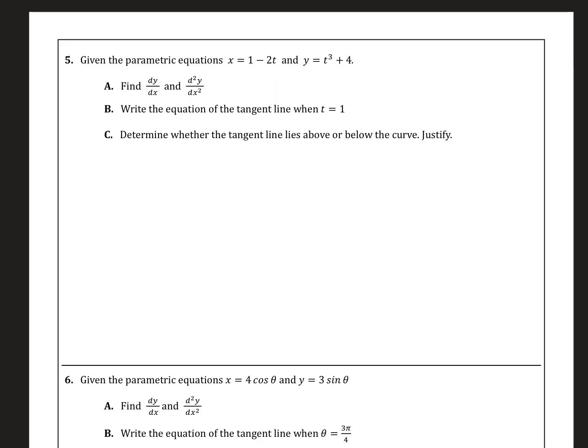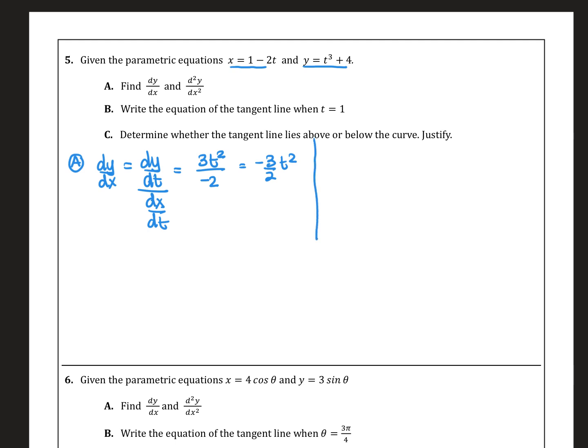Okay, so now this is applying some of the parametrics. They gave us a parametric equation, which has x in terms of t and y in terms of t. Part A is exactly what we just did. So dy/dx is going to be dy/dt over dx/dt. dy/dt is 3t squared. dx/dt is negative 2. So we can simplify that a little bit. That's the same thing as negative 3/2 t squared.